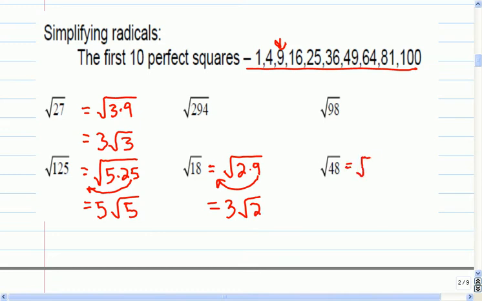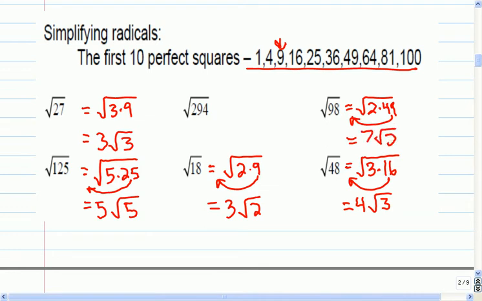48, let's see here, 16 goes into 48 3 times. So that'll be 3 times 16. When I take it out, I get 4 root 3. And let's see here, 98, that's 2 times 49. Which will be 7 root 2.